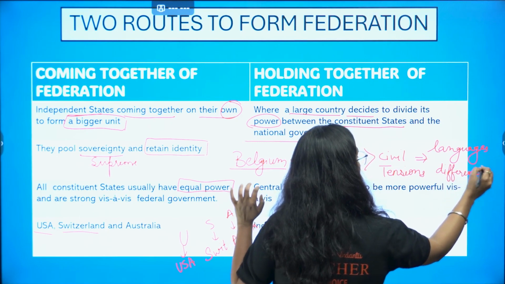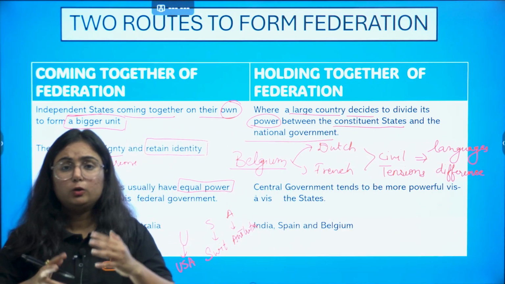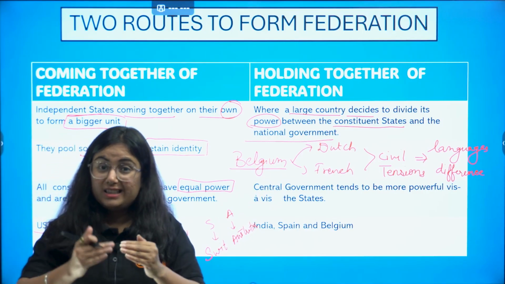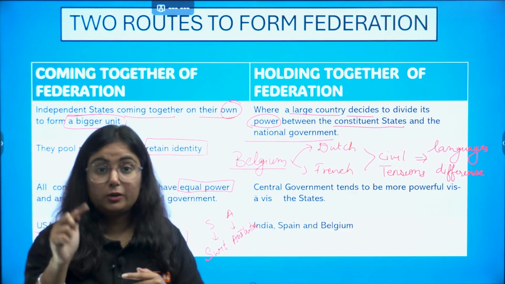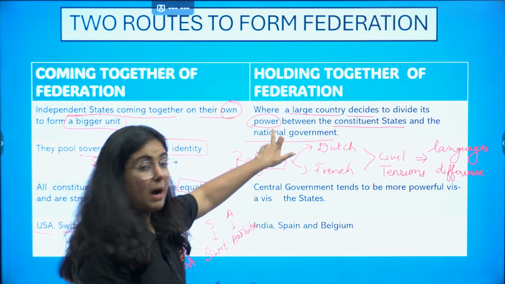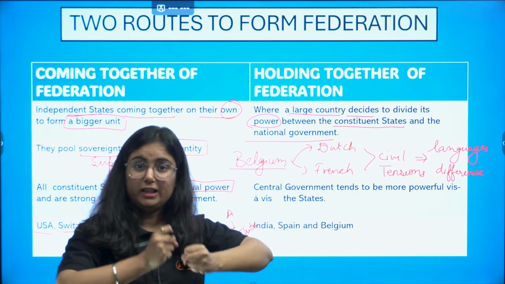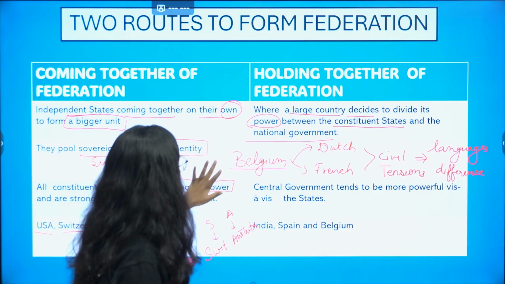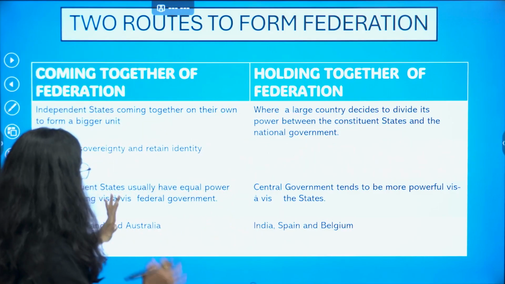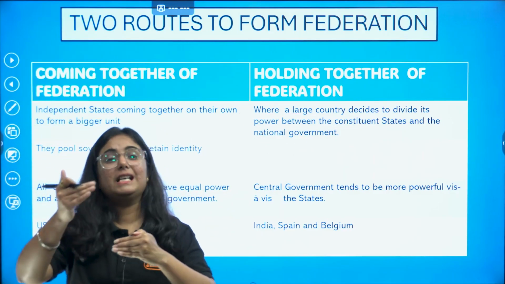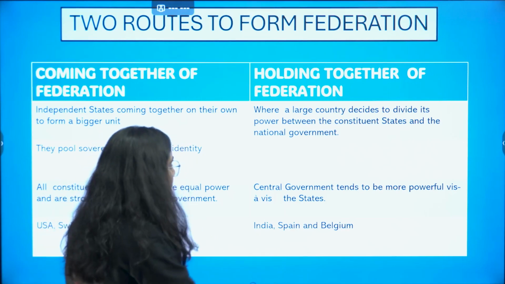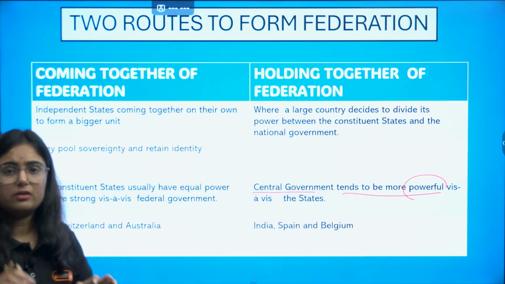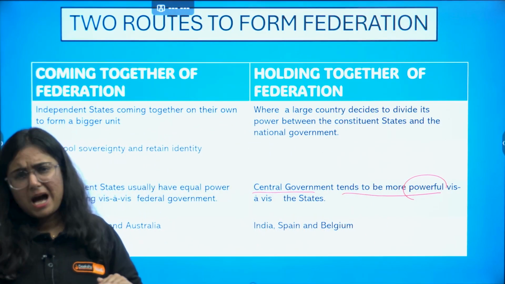If not accommodated, they would be divided into two regions on the basis of language. But what they did was share power with both the communities. Now mark my word, by sharing powers among the constituent units, the central unit and the states, this is what holding together is. We have held the states from going anywhere by sharing some powers with them. In this type of structure, the central government tends to be more powerful in comparison to the state government.